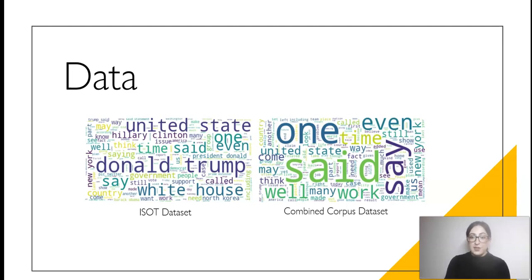But if we then look at the word cloud for the Combined Corpus dataset, the largest and therefore the most frequent words are much more vague, much more broad, and don't necessarily tie themselves to a specific topic. So: one, time, said, say, even. These are very broad words. So what we can see is that the topic distributions between these two datasets are really quite different, with one being very focused around a particular topic, US politics, and the other being much broader in scope.